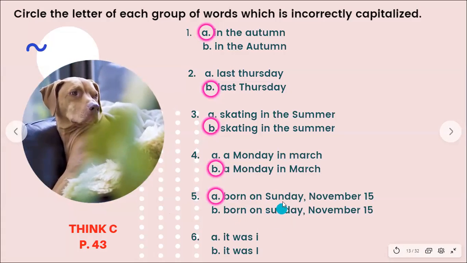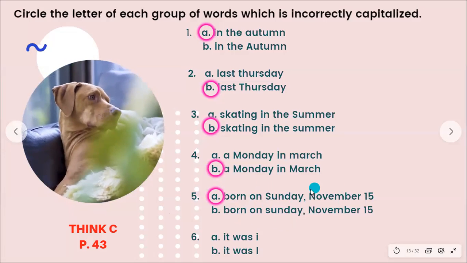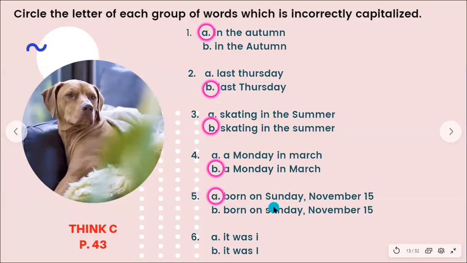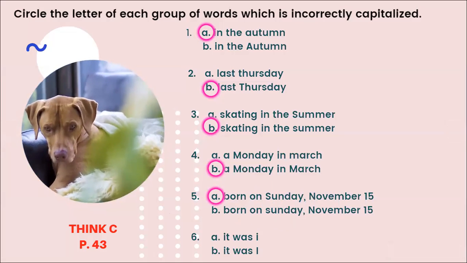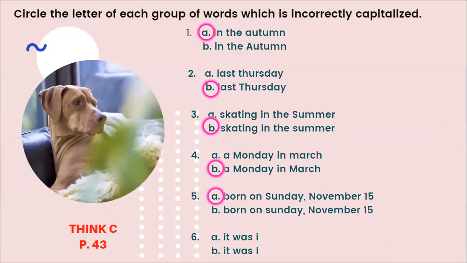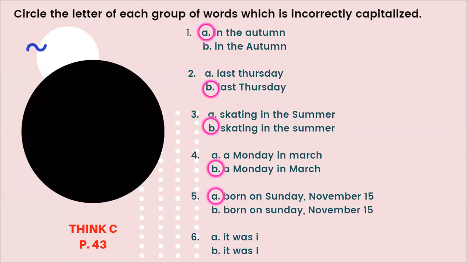Because we have the day of the week with capital letter and the month with capital letter. Remember that? We must capitalize days of the week and months. But we must not capitalize the season. Autumn, fall, spring, that one we must not capitalize.